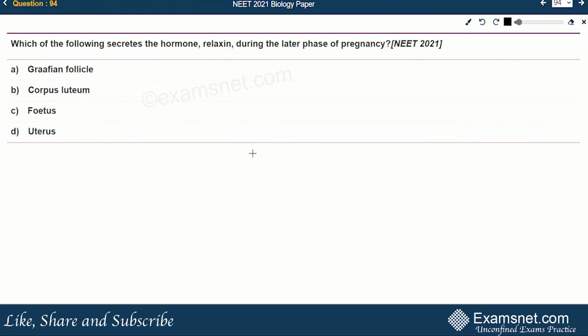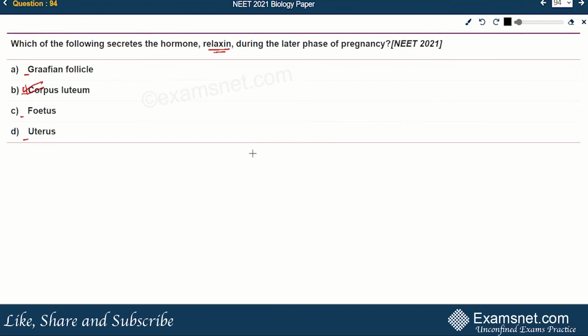Now, question number 94 is from the chapter Human Reproduction, class 12, and the question is, which of the following secretes the hormone relaxin during the later phase of pregnancy? And the options are Graafian follicle, corpus luteum, fetus, and uterus. And the correct option is option B, that is corpus luteum.